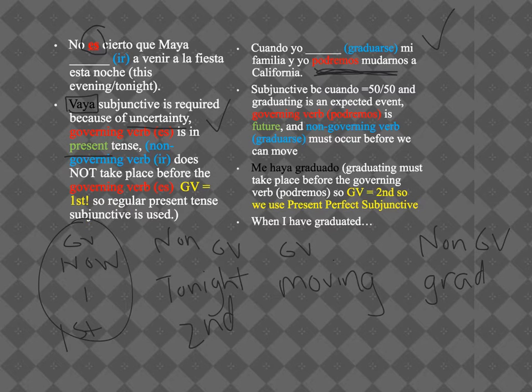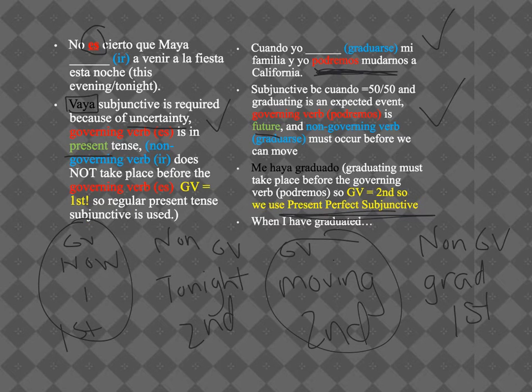Condition number two, is my governing verb, podremos, in a present or future tense? Yes, it's in the future. There it is, woo! So condition number two has been met. Now I compare. Governing verb, moving. Non-governing verb, graduating. Which one of these things has to happen first, moving or graduating? You have to graduate first before you can move, which comes second. When my governing verb is second, that's when I use present perfect subjunctive.